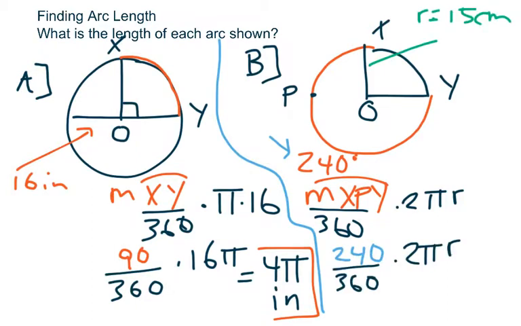And given a radius of 15 centimeters, which I forgot to write in at the beginning, but in the problem we're told that the radius is 15. Then we multiply 240 times 2 times pi times 15 over 360, and that gives us 20 pi centimeters.